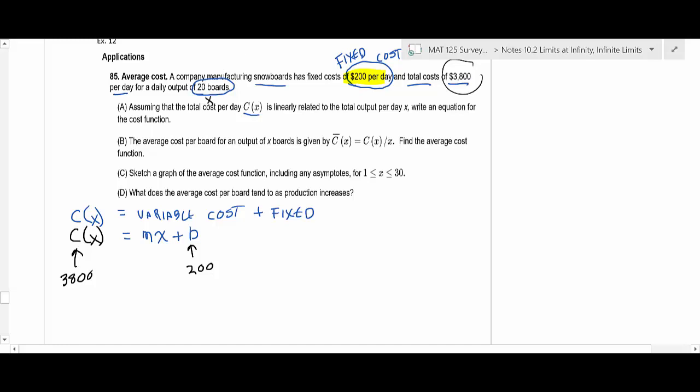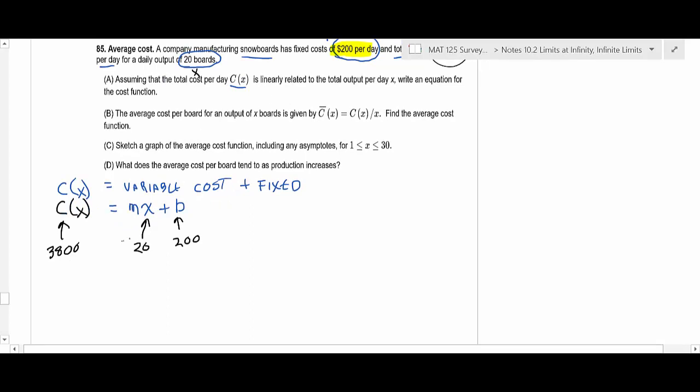And then x is going to be this piece right there. That just means 20 boards like this. So the way that a cost function works, if it's a line, is you always have like a fixed cost, okay, and then you always have a variable cost. So what we need to do is figure out how much it costs to produce one of those boards, okay? So what we're going to do is we're going to solve this equation to do that. So let's write this down, and this will be a real simple equation to solve. So we'll have 3,800 equals m times 20 plus 200.